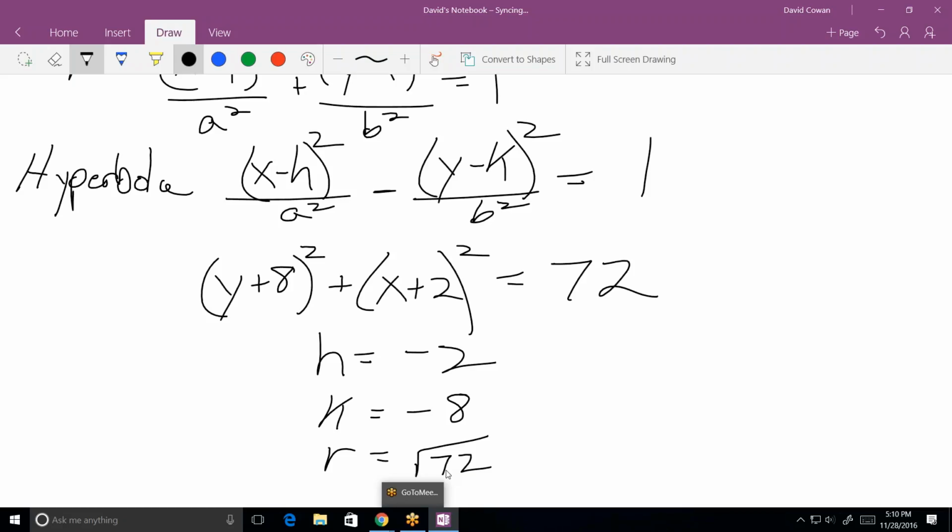36 goes into 72 twice. And then 18 goes into 36 twice. So a 2 can come out, and that'll leave you with 18. Here's one thing to keep an eye on.